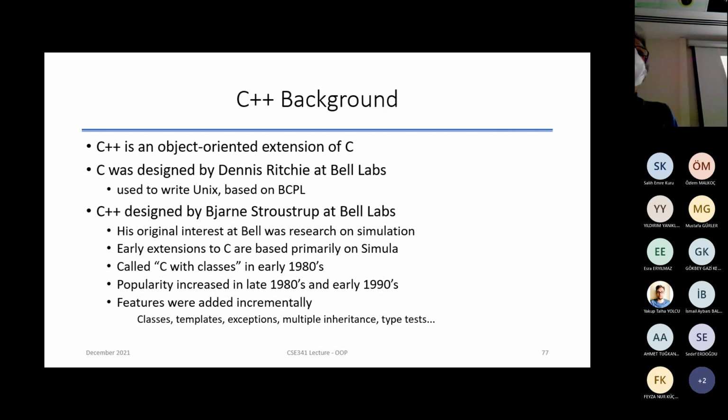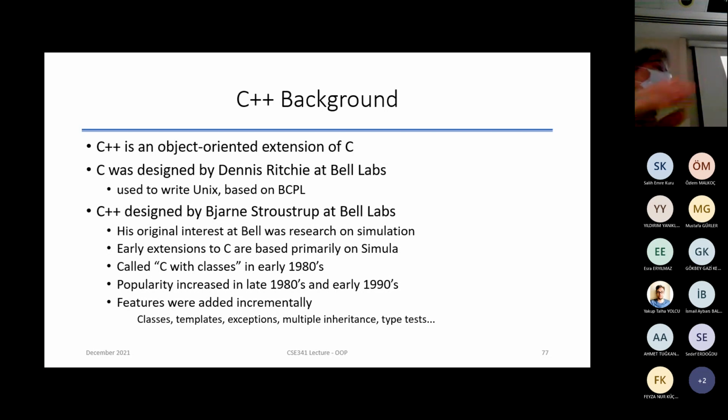So widespread programming was needed, and you cannot expect everyone to program everything in, let's say, C. You need a little bit better language that helps us actually do larger things and with a larger number of people and so forth. And then features were added incrementally: classes, templates, and exceptions, multiple inheritance, type tests, and so forth. It is still being improved as far as I know.